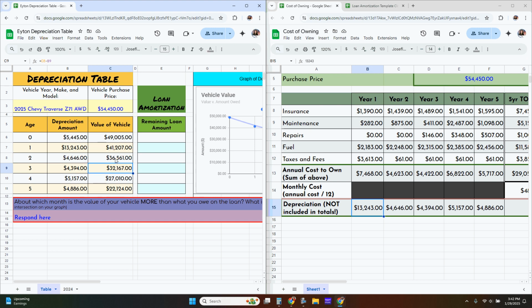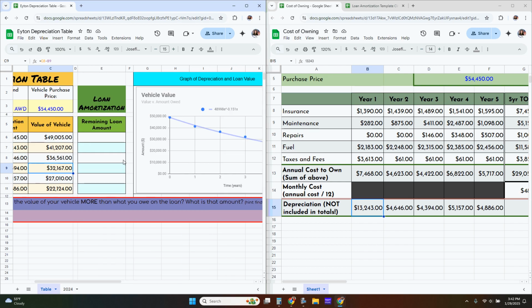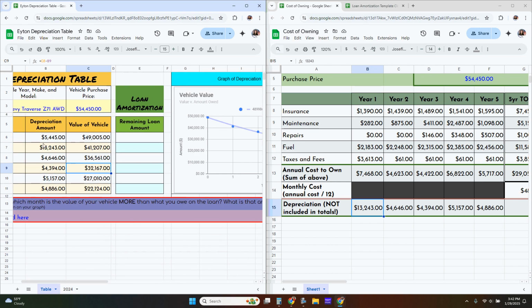Okay, here we go. So we've got the value of our vehicle taken care of. I'm going to just roll over here so you can see what's happening. As we have these values in here, essentially the depreciation amount is how much the value of your vehicle is decreasing from, and remember that we purchased it at $54,450. So this is the value of the vehicle that remains after each one of those years.